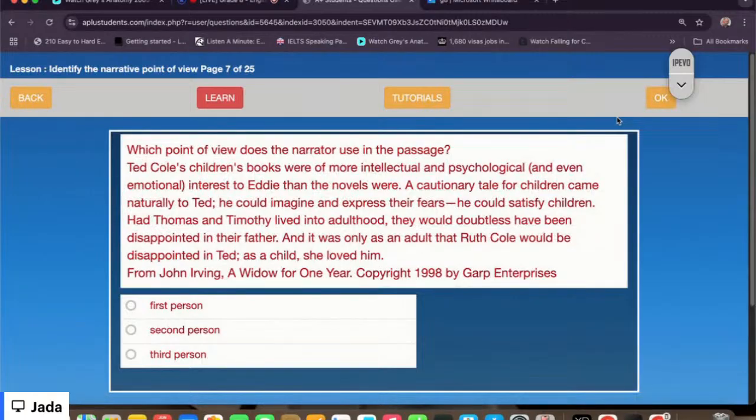Ted Cole's children's books were more of intellectual and psychological and even emotional interest to Eddie than the novels were. A cautionary tale for children came natural to Ted. He could imagine and express their fears. He could satisfy children. Had Tom and Timothy lived into adulthood, they would doubtless have been disappointed in their father, and it was only as an adult that Ruth Cole would be disappointed in Ted as a child she loved. First, second, or third?